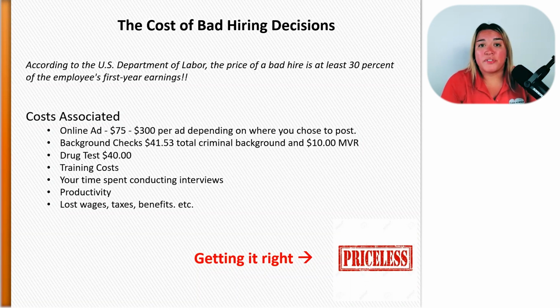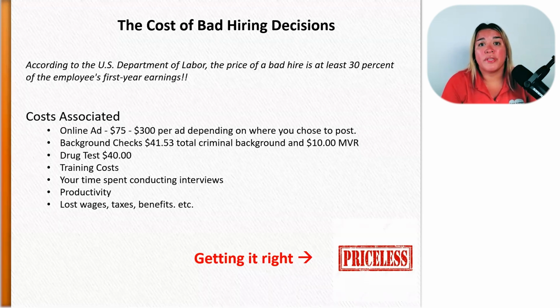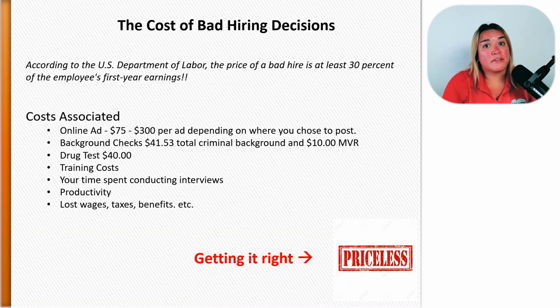Let's talk about all of the training costs and training hours that it's going to take to onboard that person and make sure they're acclimated with your company. Think about your time, all the time that you spent going through resumes, talking to applicants, and going through the interview process. The productivity that is lost because you're focused on that, and then lost wages, taxes, and benefits. So every time we get it wrong, you're just restarting this process. Like I have at the bottom of this screen, getting it right is absolutely priceless.